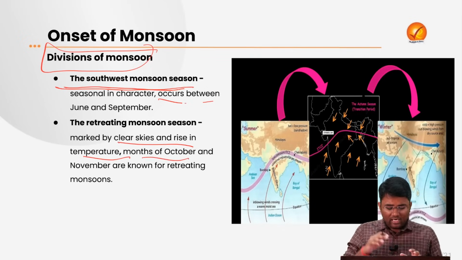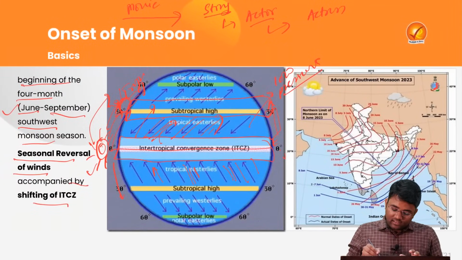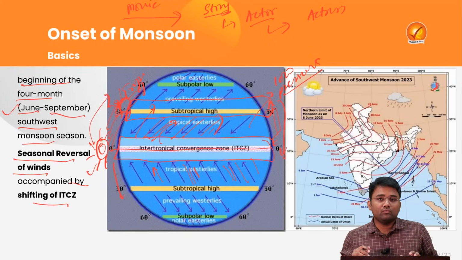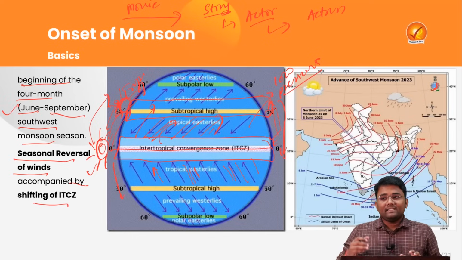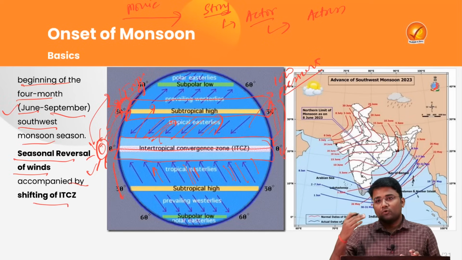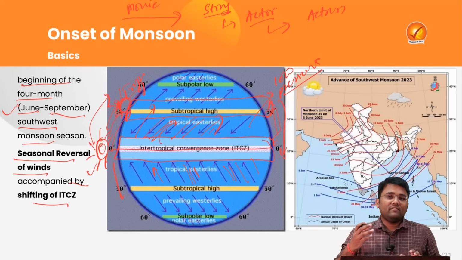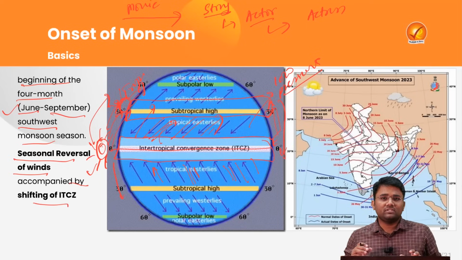Second is the retreating monsoon season, which is marked by clear skies and rise in temperature. It mainly occurs in the months of October and November and is known as the retreating monsoon, as the sun will move again from the Tropic of Cancer towards the equator. Now these monsoon-laden winds will also try to move towards the equator from the tropical areas. So this is the phenomenon by which the retreating monsoon season comes.